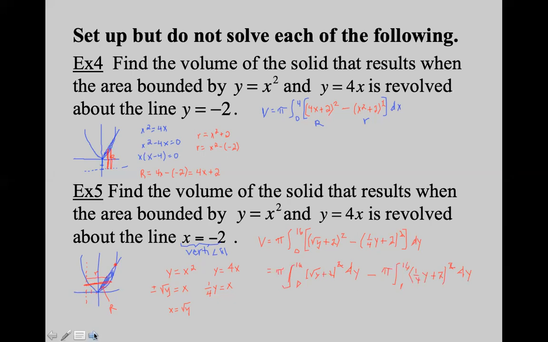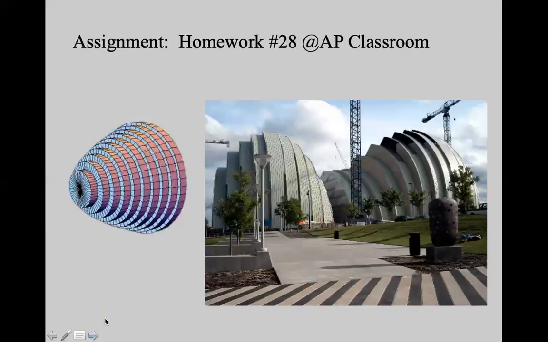All right, so this is kind of a tough one. We will practice it. Don't worry if you don't get it right away. Take some time. Our homework assignment is homework 28 at AP Classroom.